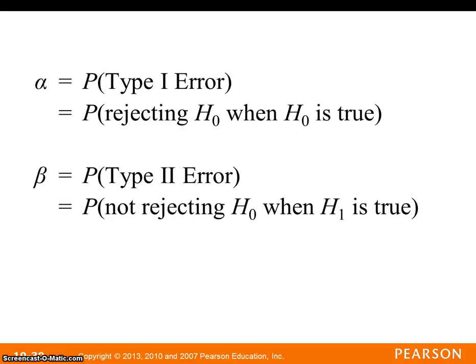So alpha is what's known as the probability of a type 1 error, and beta, we're going to use that to talk about the probability of a type 2 error. We're mainly going to talk about type 1 errors. To talk about type 2 errors, we'd have to talk about stuff in 10.6, which we're going to skip.